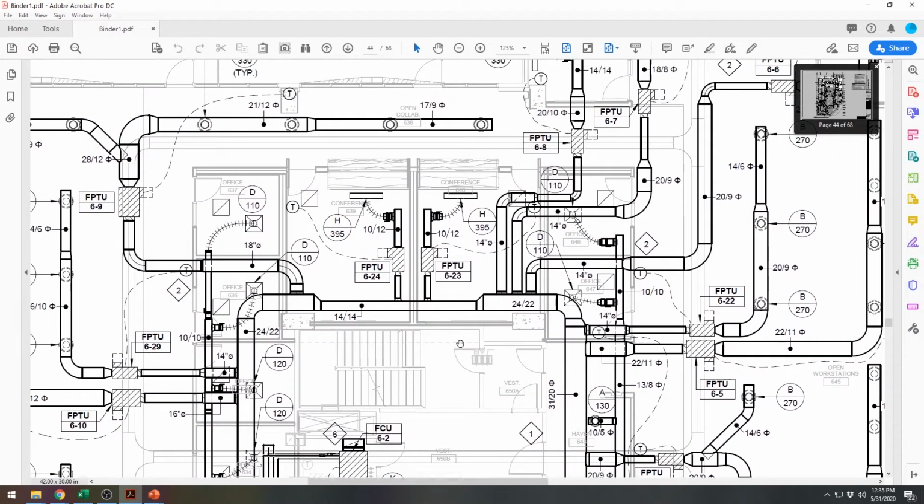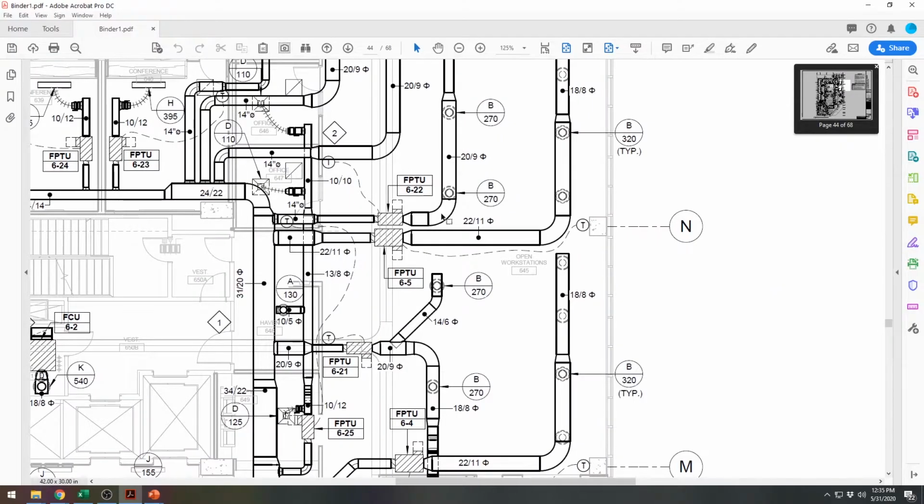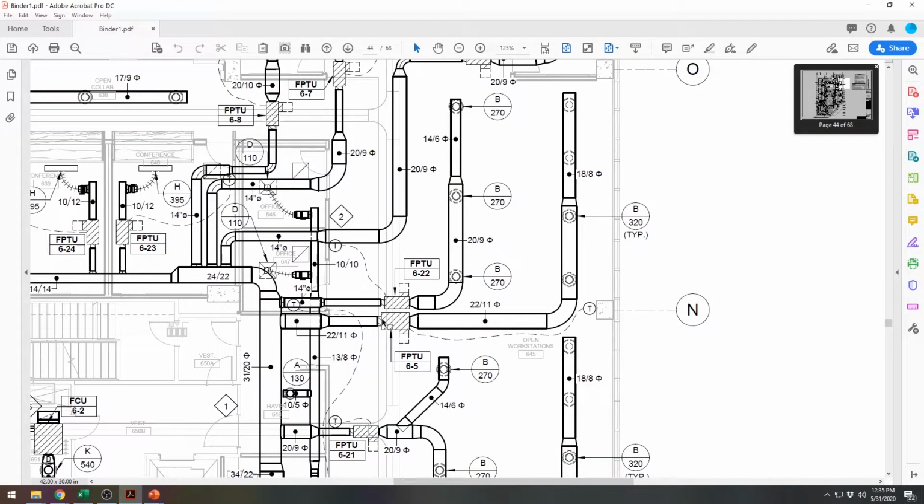You have your units controlling. You have your fan power terminal unit here. Then you see your diffusers here. So this is an open ceiling, so it dumps out into round diffusers underneath ducts here. Cool this area.